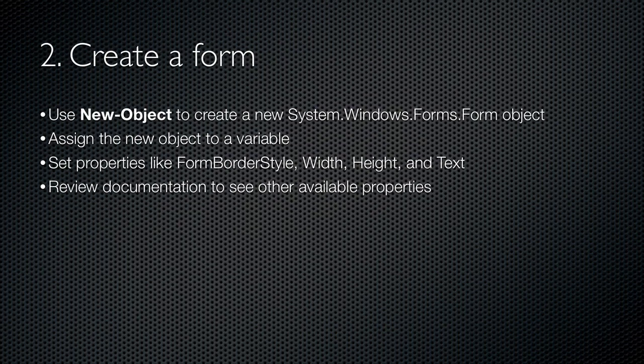Next, you create a new blank form. Use the New-Object cmdlet to do this and assign the resulting object to a variable so that you can continue to work with it. This is also a good time to set the form's border style, position, and size. You can review the documentation. Just use your favorite search engine to search for system.windows.forms.form if you want to find other properties that might be useful to you.